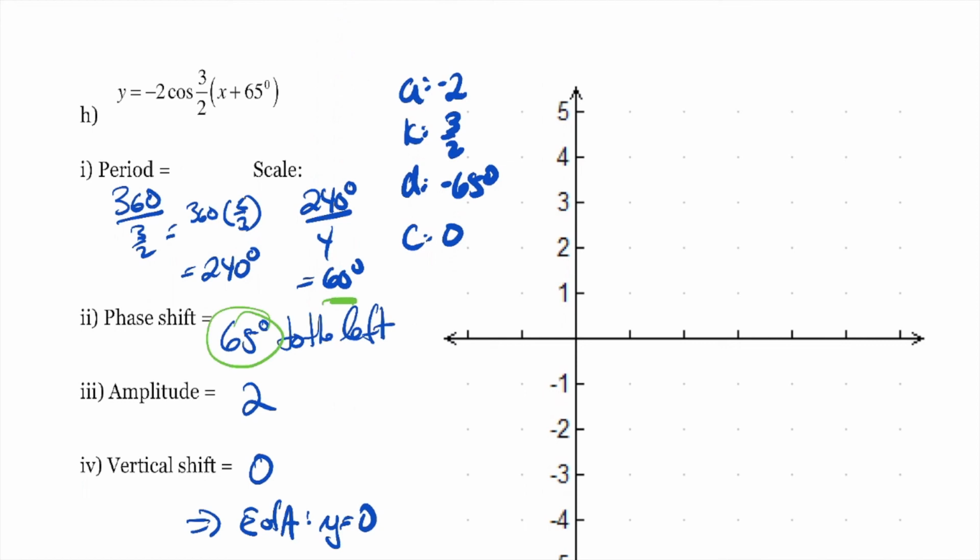So let me go off and label our scale. So 60, 120, 180, 240. And I know this is going to be shifted to the left, so let me label it to the left as well. Oops, that's going to be -120. My equation of axes again is my x-axis. We're dealing with cos. So it's going to start at the peak, but again, because my a value is reflected, it's actually going to start at the trough. So we have to go down 2 from the equation of axes.